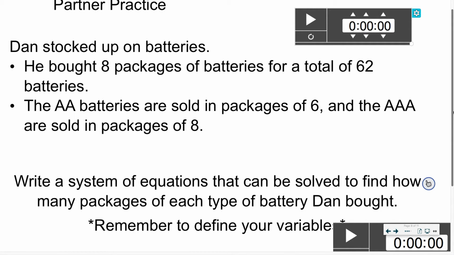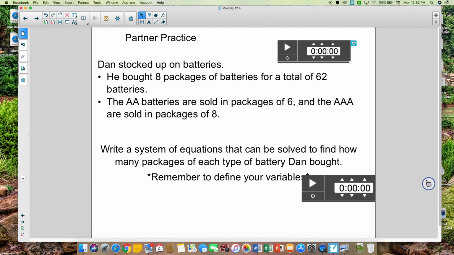We're going to write a system that can be solved to figure out how many packages of each type of battery Dan bought. Now, the one key I gave you down here, define your variables. Figure out what your unknowns are and what you're going to label them before you begin. And then work on writing both equations into a system. I'm going to pause the recording, and I'll add some time here.